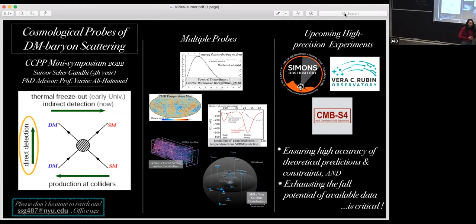Another important part of this job is to make sure that we are fully exhausting the potential of the data that we have, because we know that there are all these probes that will show deviations from lambda CDM if there is dark matter and baryon scattering, but the kind of deviation that we search for as theorists can make a huge difference as to how constraining the data can be.